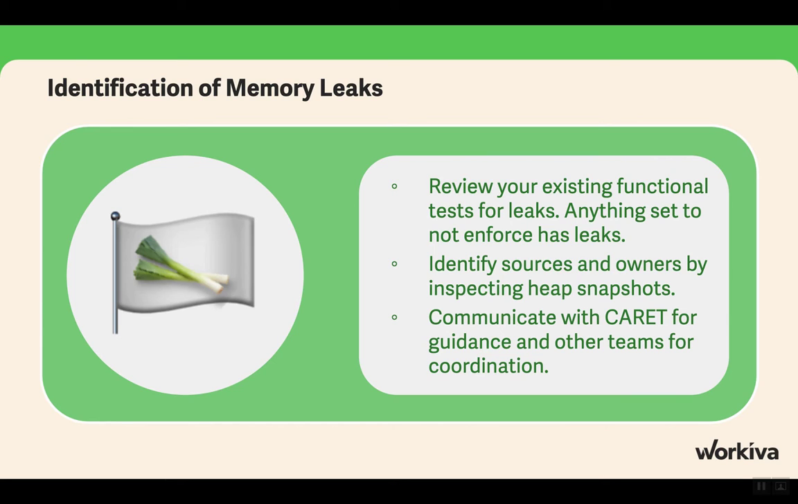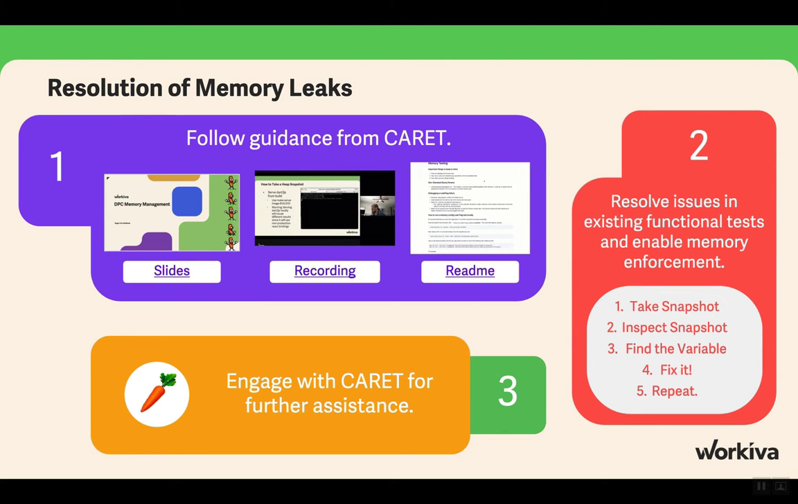First off, review your existing functional tests for leaks. Anything set to not enforce likely has leaks, and there's a graph later on that's going to display how many leaks we've identified per product area. Next, identify sources and owners by inspecting heap snapshots. And then third, communicate with Carrot for guidance and other teams for coordination. That'll all make a little bit more sense in a second. So, resolution of memory leaks.